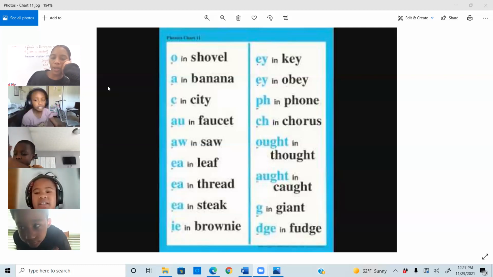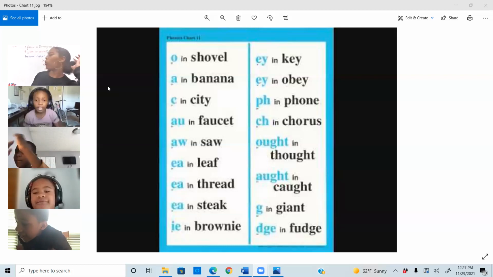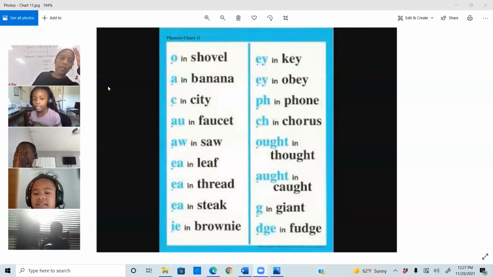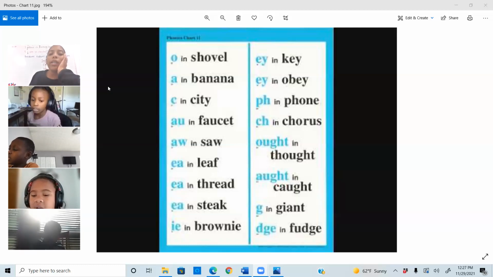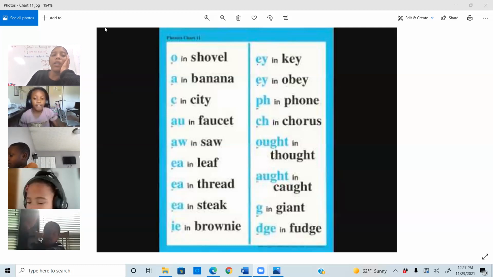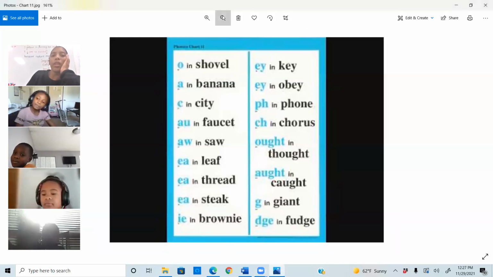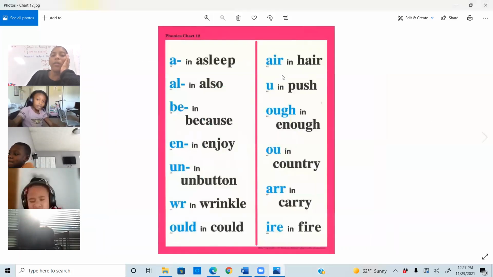PH says... in phone. CH says... in chorus. OUGHT says ots in thought. AUGHT says ots in caught. G says j in giant. DGE says j in fudge. All right, chart 11, let's go on to chart 12.